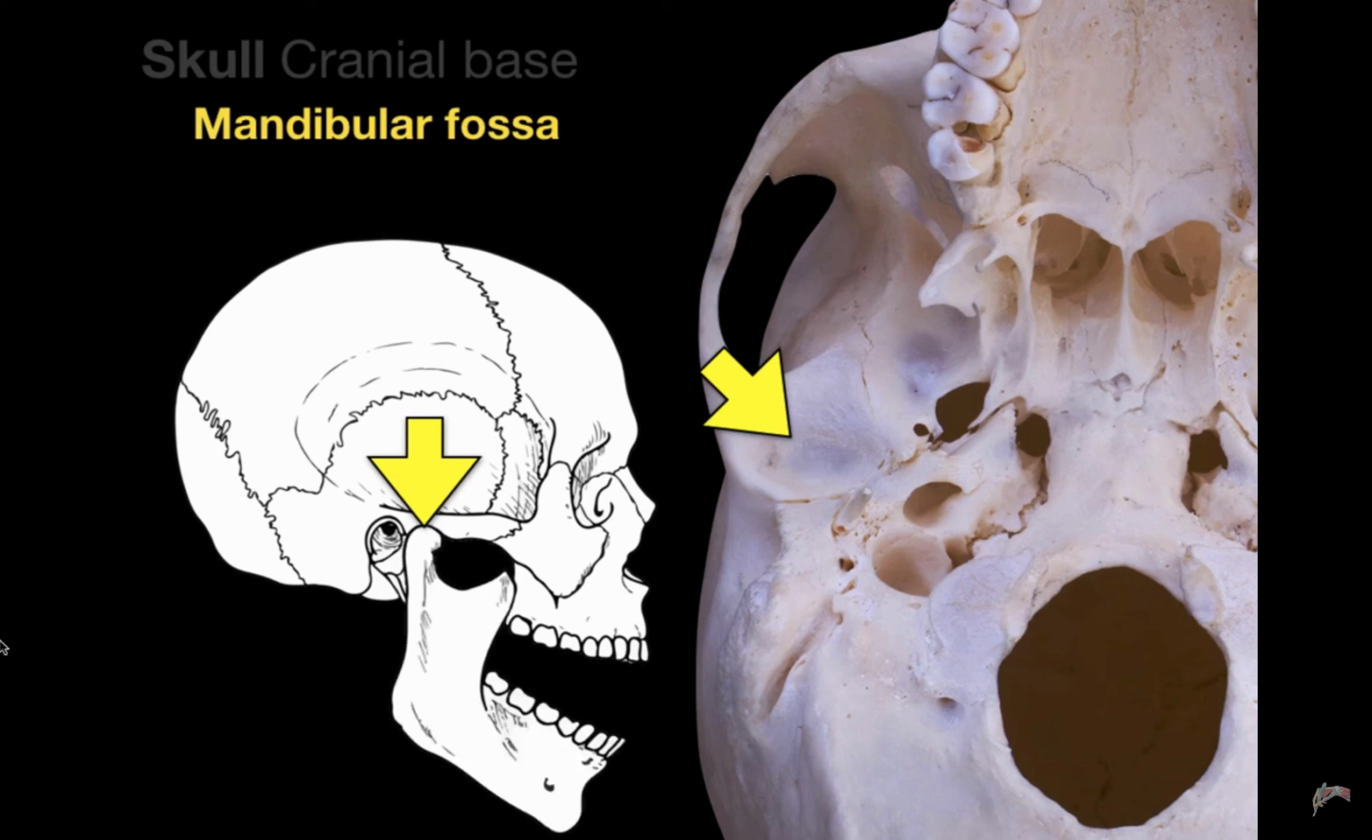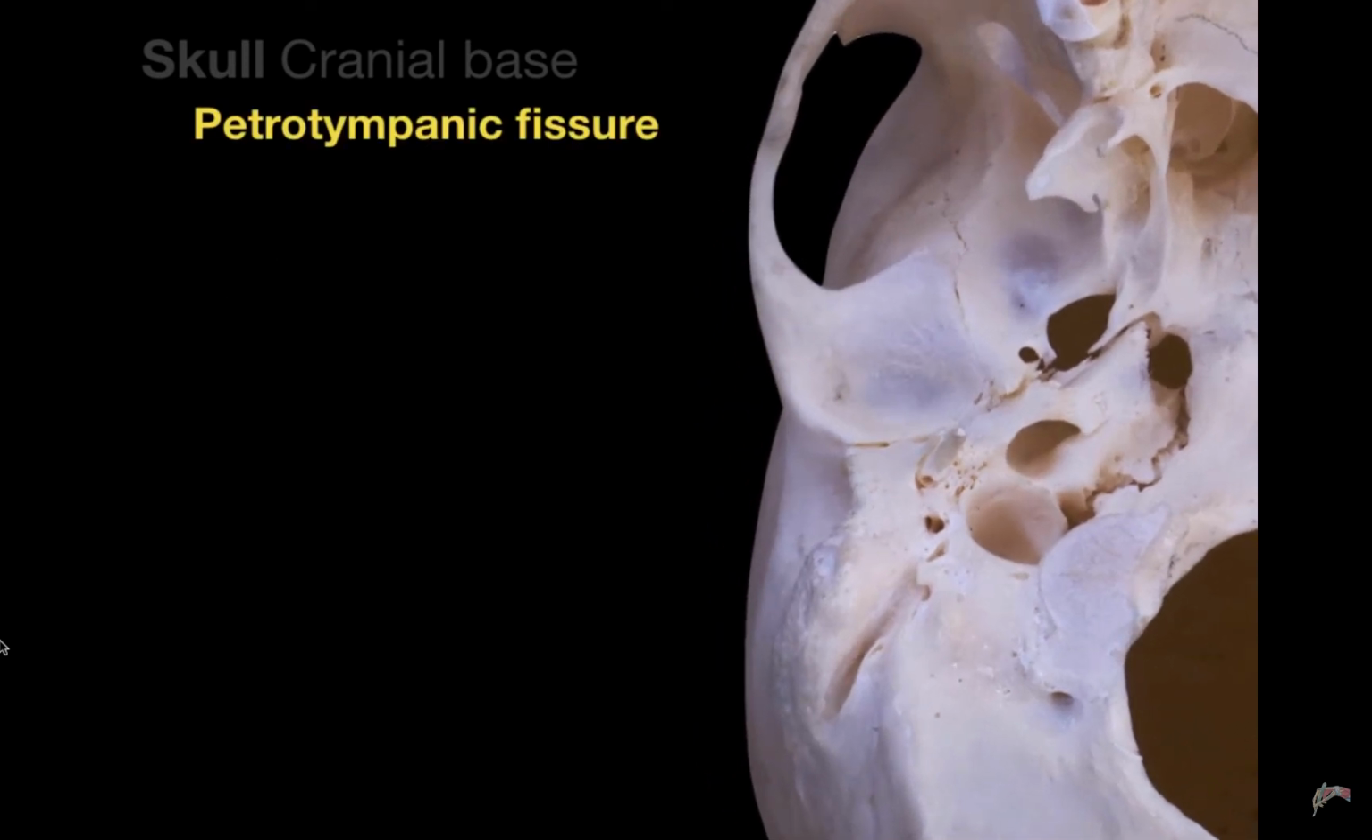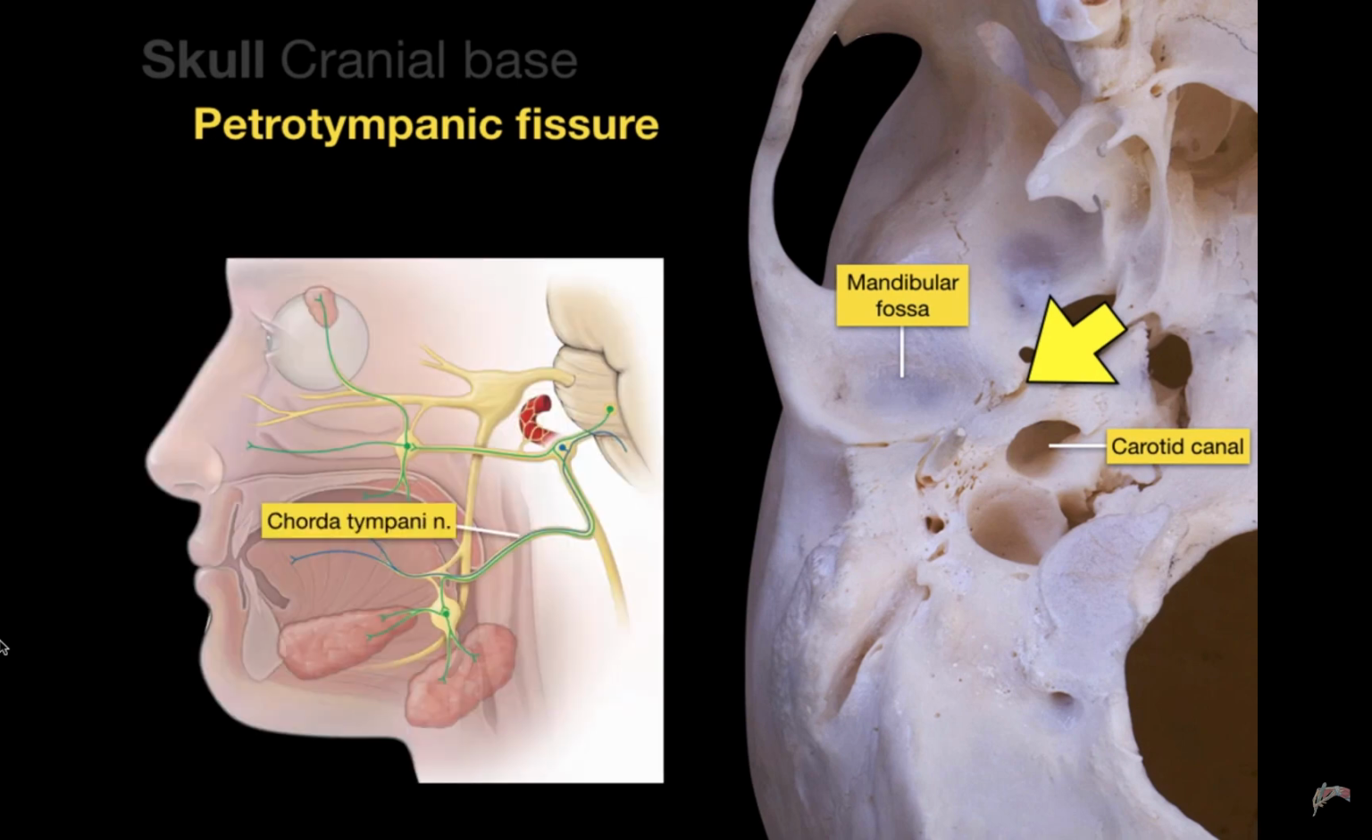So the key to it is right there at the mandibular fossa, which is part of the temporomandibular joint. Now, the petrotympanic fissure is located right there. It's located between our mandibular fossa and the carotid canal, which is one way to find it. Now, the petrotympanic fissure gives rise to the chorda tympani nerve that goes right through that petrotympanic fissure and supplies taste to the front of the tongue and parasympathetics to our submandibular and sublingual salivary glands.